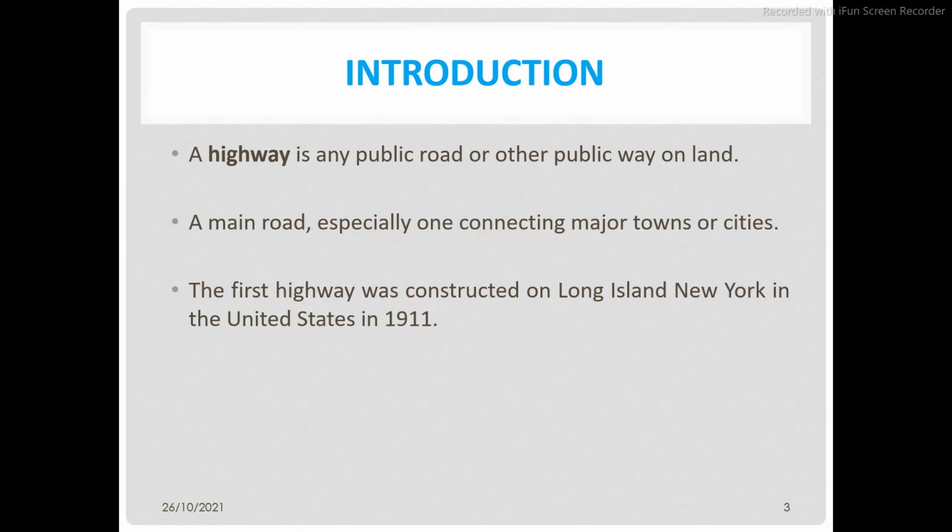A highway is any public road, basically any public road or public way on the land. The main road, especially one connecting major towns or cities. The first highway was constructed on Long Island in New York in the United States in 1911.